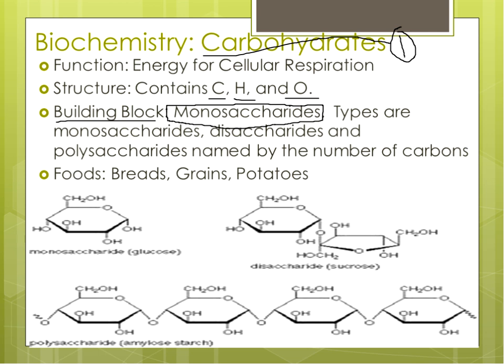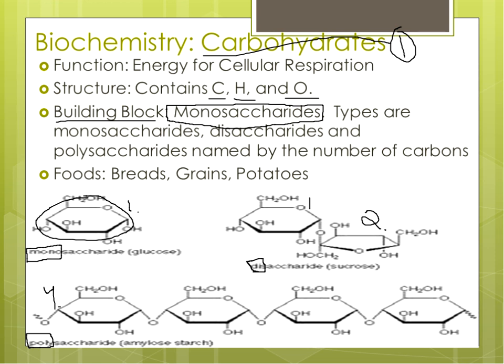Monosaccharides, remember, are the building blocks for carbohydrates. Monosaccharides contain 1 sugar. See? 1 ring. Disaccharides contain 2 sugars. 1, 2. Polysaccharides contain more than 2. This one happens to have 4.